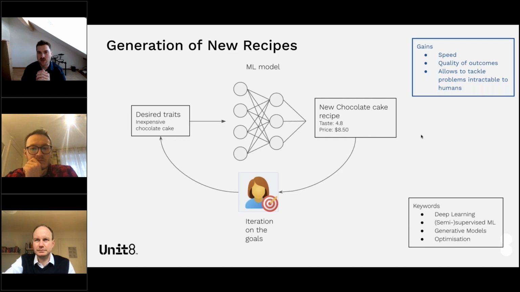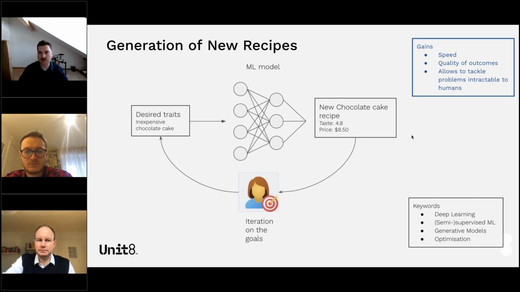And again, it allows us to not only be faster and increase the quality of outcomes, but really also explore combinations of chemicals that there are just too many of to explore manually for a human. So the algorithm can sort of do it for you. And here too, it's a mix of deep learning, generative models, and optimizations that are usually used for these sorts of things. And here, I just want to say a word.